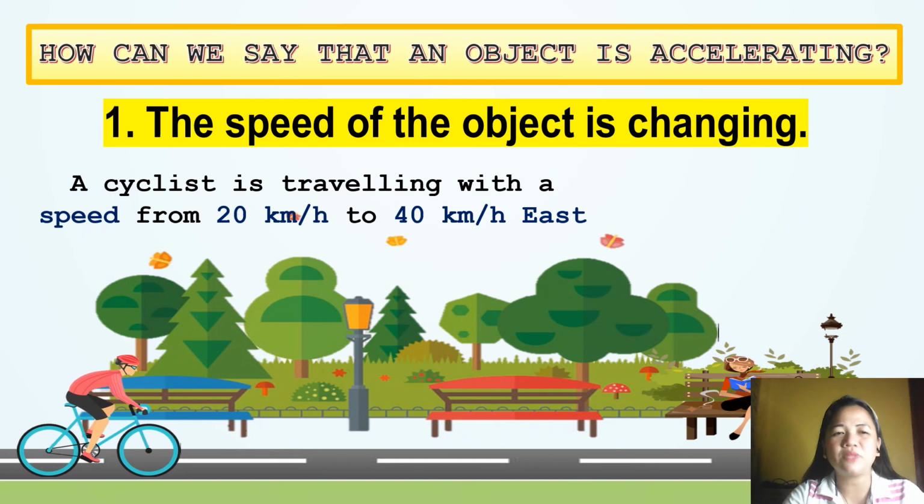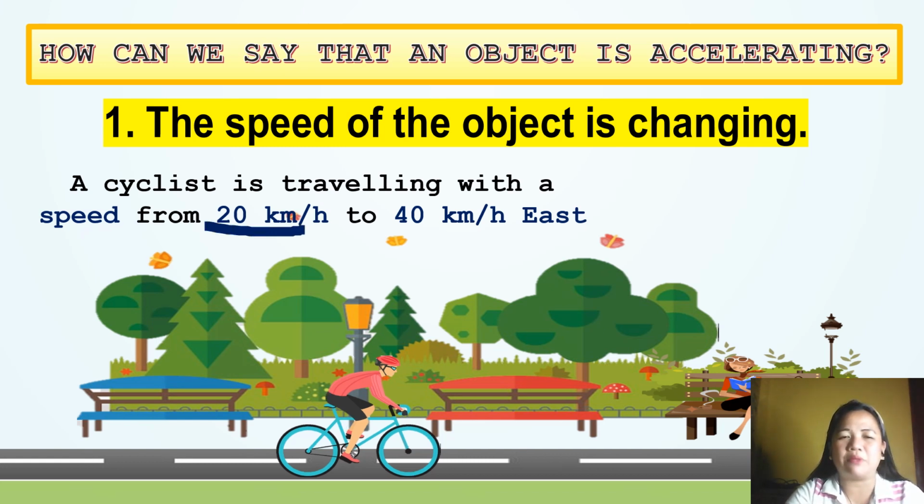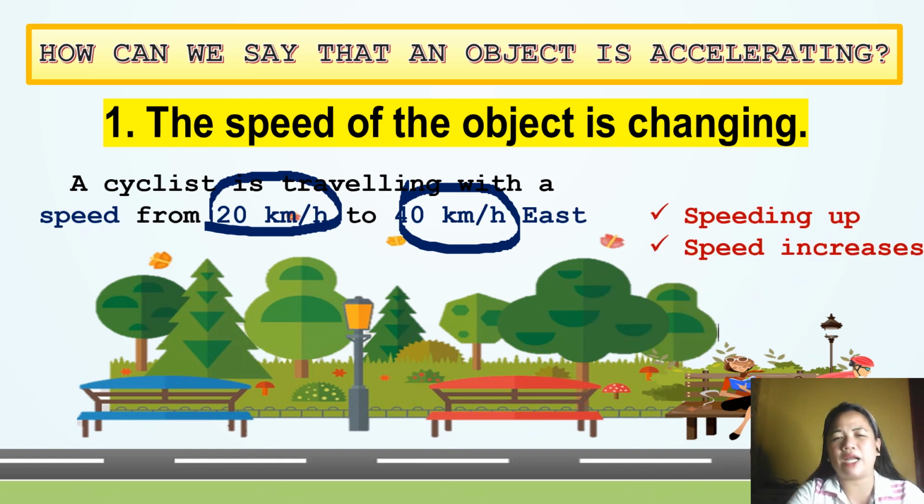Okay, how can we say that an object is accelerating? Again, we can say that an object is accelerating if the speed of an object is changing. Like for example, the cyclist, nag-start siya from 20 kilometers to 40 kilometers. So, nagbago siya ng speed, or nagbago siya ng velocity. So, therefore, nagkakaroon tayo ng acceleration. Again, if yung speed or velocity ng object ay nagbago. Like our example, from 20 km, naging 40 km going to the east. Therefore, nagkakaroon tayo ng acceleration.